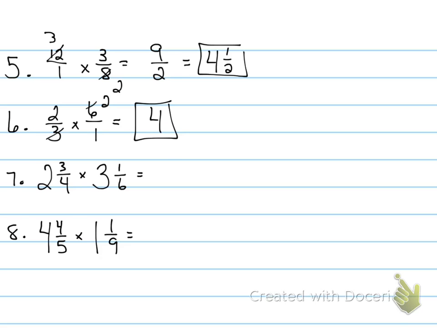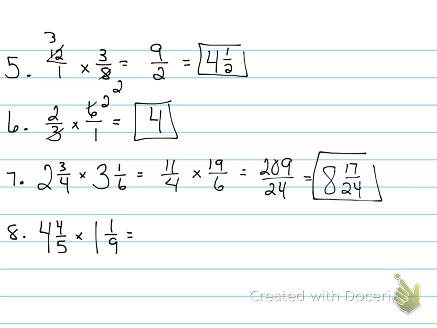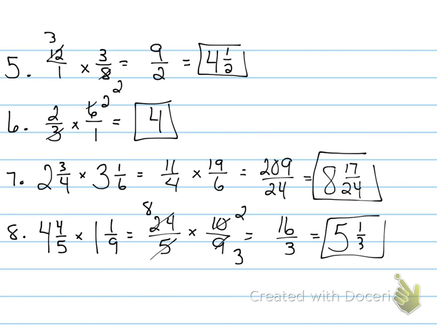All right, now at number 7, I have to change them to improper fractions first. Can I cross-reduce anything? No. Nope, can't cross-reduce anything, so it becomes 209 over 24. How many times does 24 go into 209? 8, with 17 left over. Okay, so now we have 4 and 4/5 times 1 and 1/9. Change them to improper. I can do a lot of cross-reducing, and that makes my answer a lot simpler. Now if you didn't quite get all the cross-reducing, you should have at least been able to simplify your answer at the end to get 5 and 1/3.